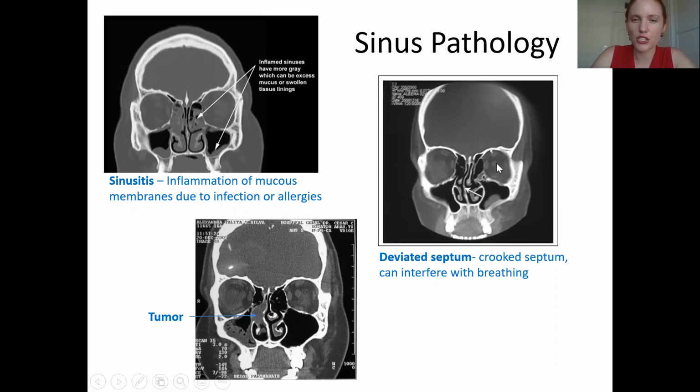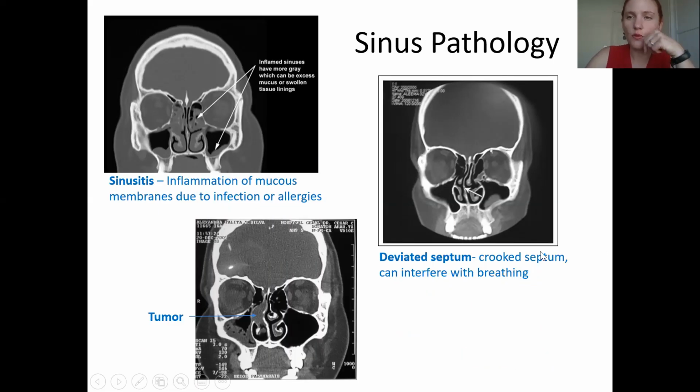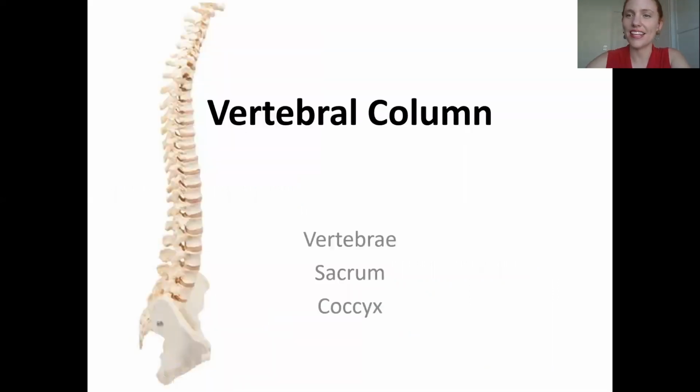In this picture, what I'm showing you is a deviated septum. Remember the septum is supposed to go right down the middle of the nasal cavity. So there's your nasal septum right there down the middle. Deviated just means off to the side. So a deviated septum means that the septum, the divider, is not running straight up and down. This can be fixed with surgeries. And right here, we just have a tumor in the nasal cavity. Okay, that's enough for now.